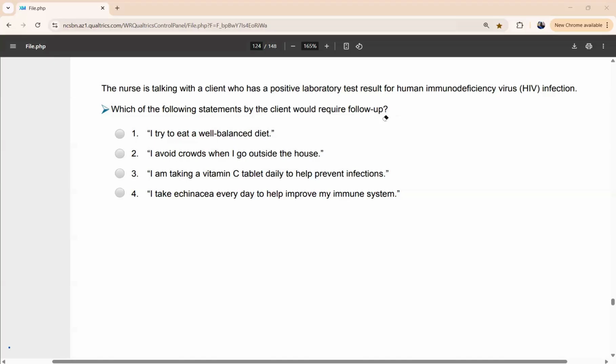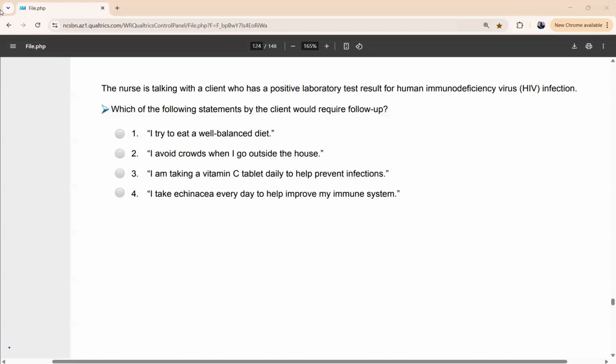I'm taking a vitamin C tablet daily to help prevent infection, which is good, taking vitamin C. So that's a good point. I take herbs every day to help improve my immune system. Yeah, that's fine. So I will question 2, avoid crowds when I go outside the house. So I'll choose 2. All right. So your answer to this question is 2.